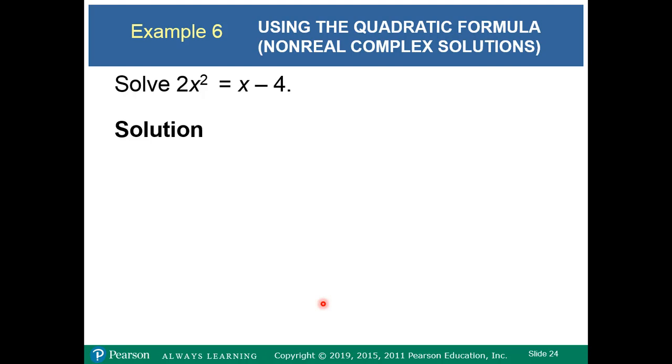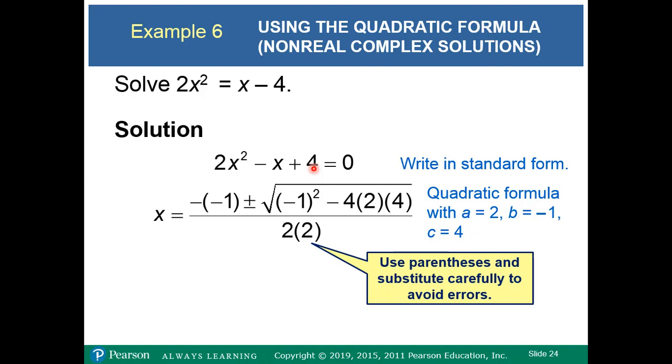Now what about this one? Well, we're going to do the exact same thing. Let's move this over to standard form. And now we know what A, B, and C are. A is going to be 2, B is negative 1, and C is 4. And so now all we do is plug it into our formula.